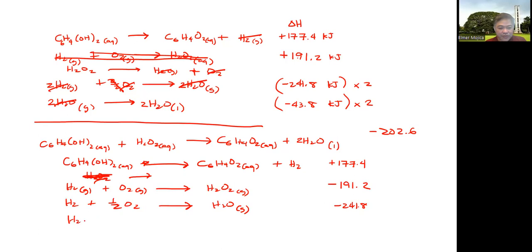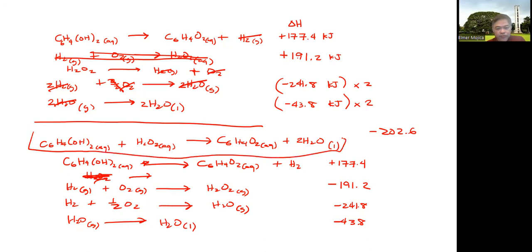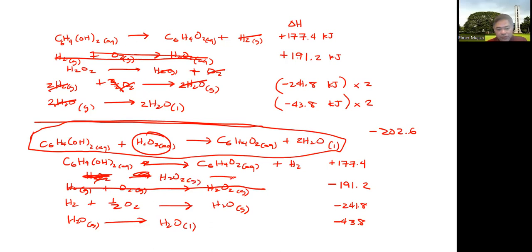And then you have here H2O gas and then H2O liquid. So that is 43.8. So what we need is the final reaction to be like this. As you could see, the H2O2 is in the reactant side, but in the original it is in the product side. So we reverse that. So we put here H2O2 producing H2 and oxygen. So that becomes positive because we reverse the reaction. Everyone got that?